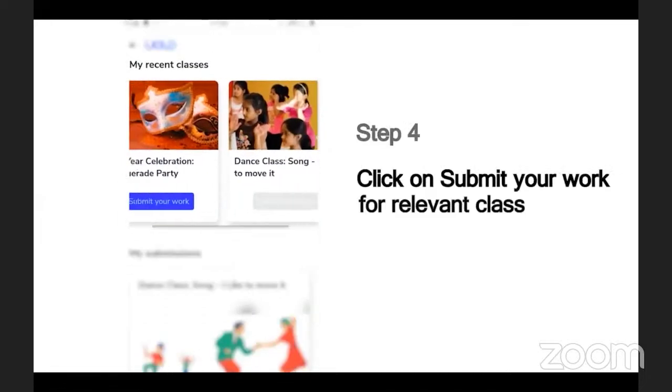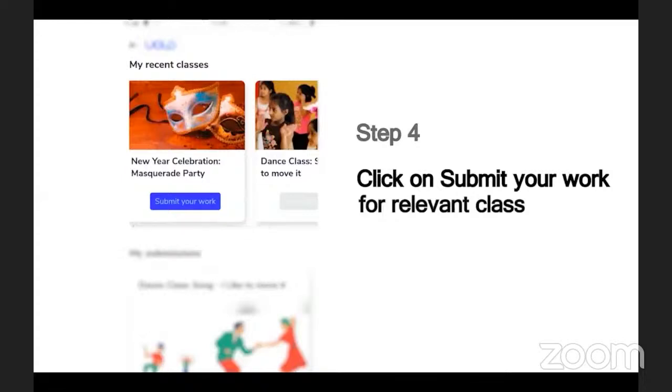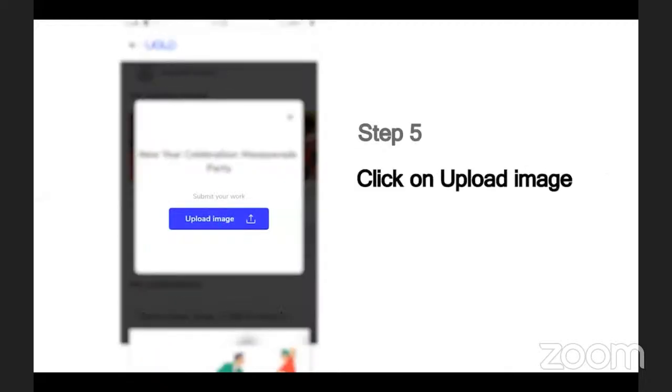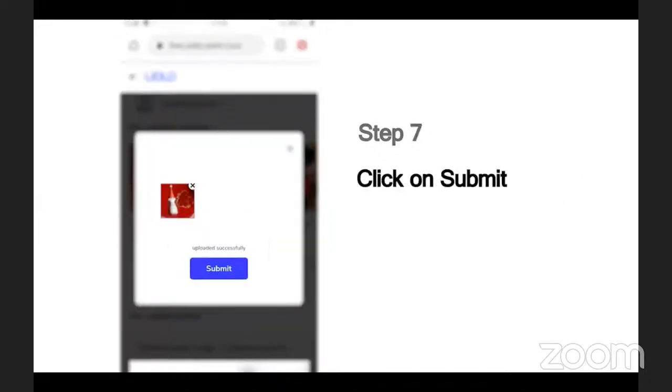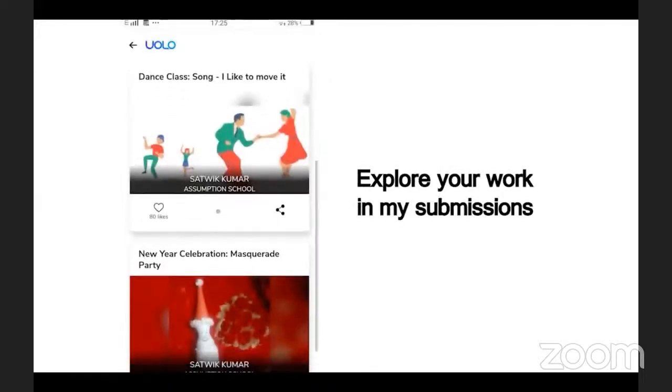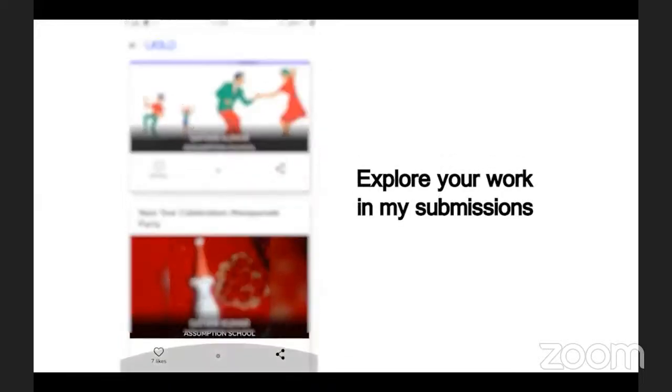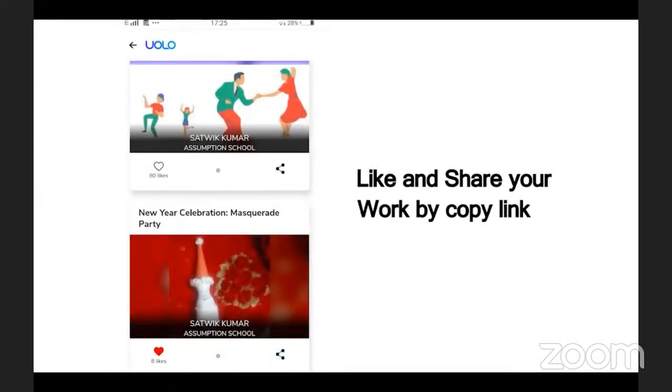For example, if you've attended the New Year's Masquerade Party session and you'd like to make the submission for this class, click on the Submit Your Work button below that. And then upload the photo you've taken. Choose the image from your phone and click Submit. You can scroll down and view all your past submissions and see how many of your friends or peers have liked your work. You can also see others' work and like their work to inspire your friends.